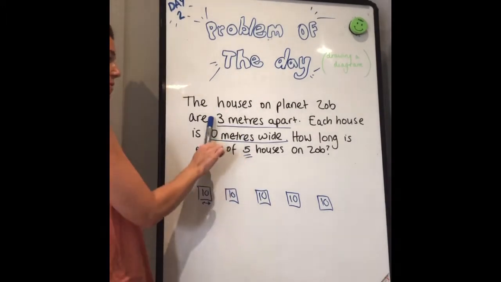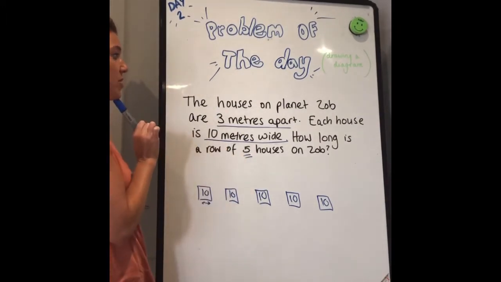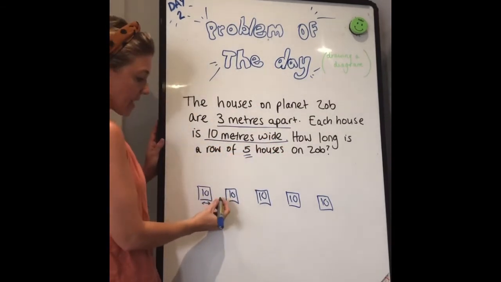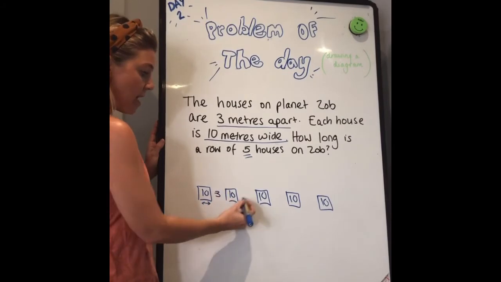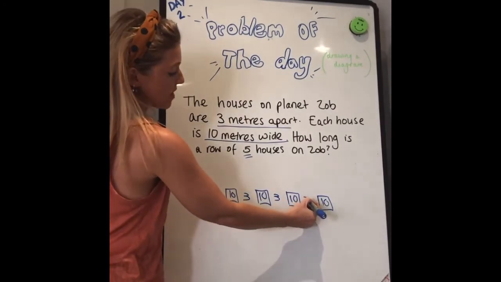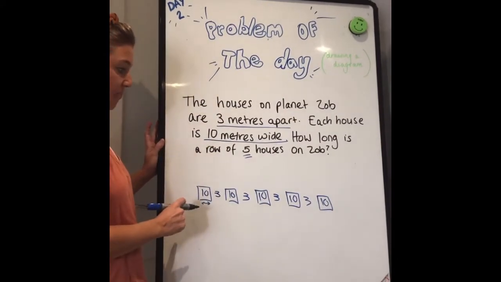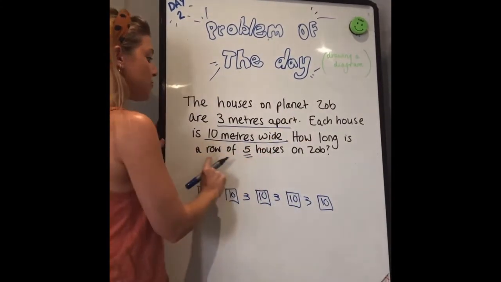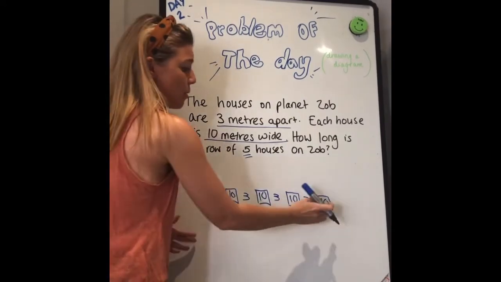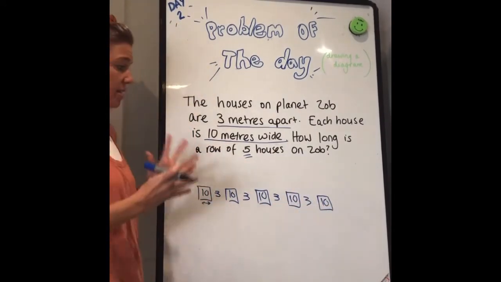Let's go back to some of our other information in our word problem. So the houses on planet Zob are 3 metres apart. So I've left this little gap here because in between each house there's 3 metres. Well, that's quite nice, they're not right next to their neighbours. Okay. How long is a row of 5 houses on Zob? So now we've got a really simple picture, but it can help us answer this question.